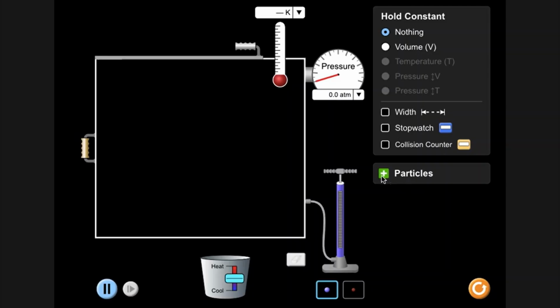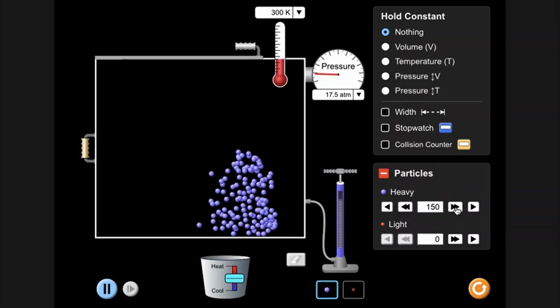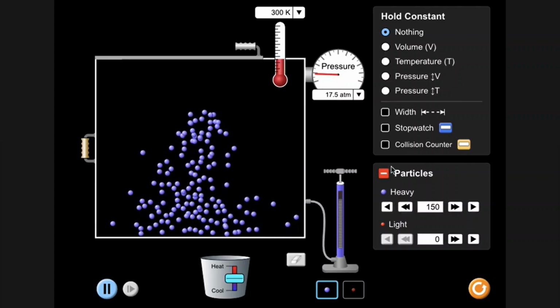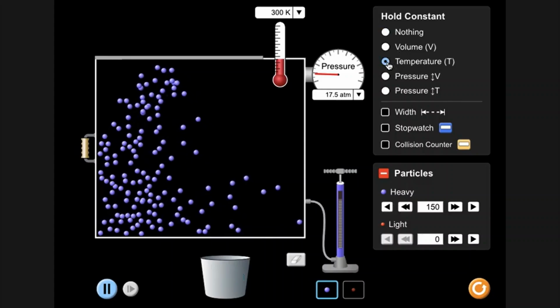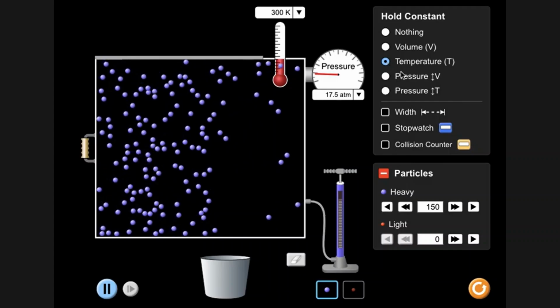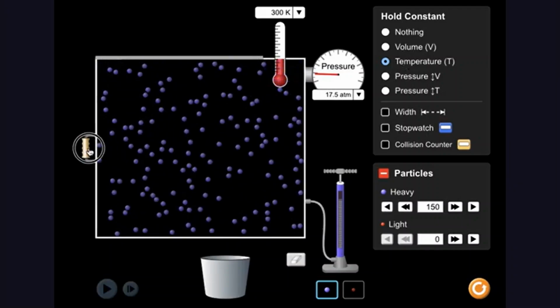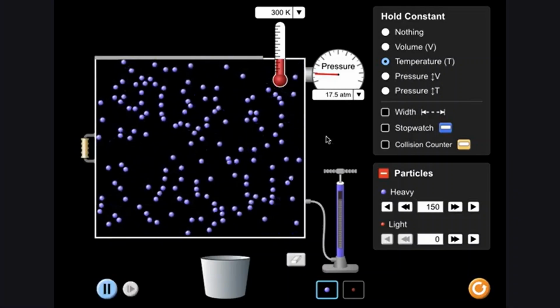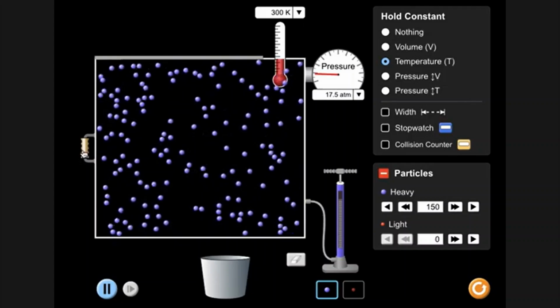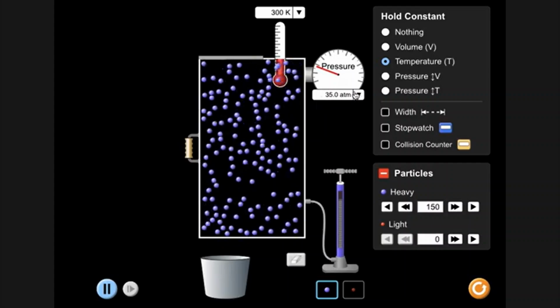In our simulation today, we're going to observe Boyle's law. So I'm going to add some particles. I'm going to add just 100, just 150. Sure, great. And then I'm going to keep my temperature constant. That's what Boyle's law tells me. I have to keep my temperature constant. And then I can see an inverse relationship between volume and pressure. So if I shrink the volume from what it is now, my pressure is 17.5. If I make that space a lot smaller, my pressure goes up to 35 atmospheres.